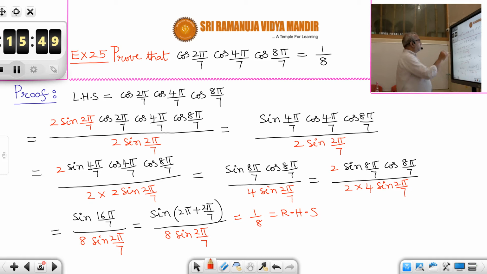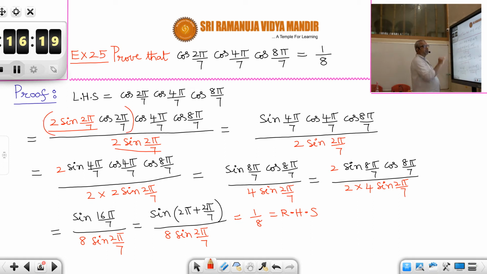First method, I take the left hand side, cos 2 pi by 7 into cos 4 pi by 7 into cos 8 pi by 7. First I will multiply and divide by 2 sin 2 pi by 7. That I have written in the red color, remaining in black color. So I have multiplied by 2 sin 2 pi by 7, and also divided by 2 sin 2 pi by 7. So what happens up to this?